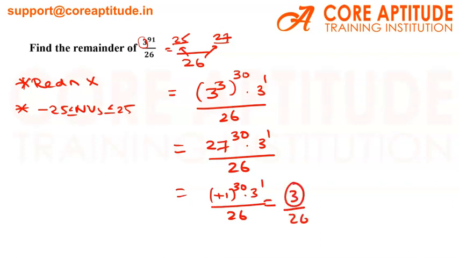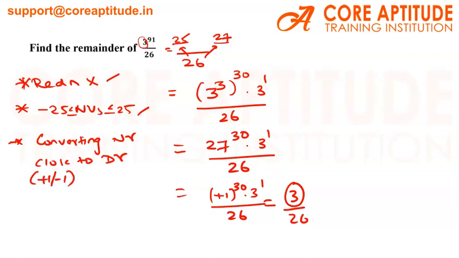So answer is 3. So the next case that we are trying to do is, I am not able to reduce it. We have written minus 25 to plus 25. And third thing that we can do is converting numerator close to denominator. So how much close? It should be either plus 1 or minus 1. Denominator is 26. I have converted this value of numerator in such a way I get closer to 26. Closer to 26, 27 is possible, 3 power 3. So I have rewritten the entire expression as 3 power 3 to the whole power 30 into 3 power 1 and I got the result.